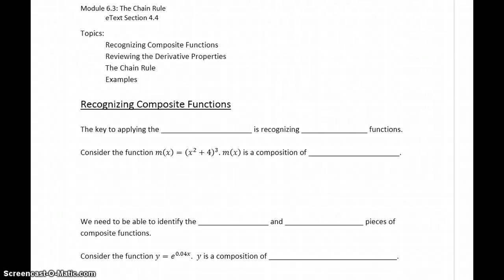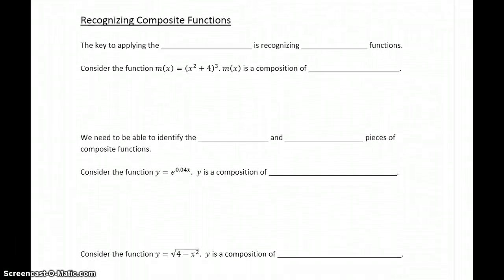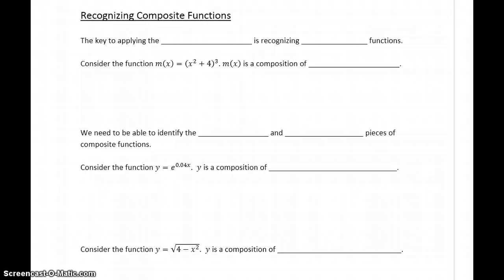The chain rule is a new technique for differentiating specific types of functions. But really what it's going to be is just an expansion of a previous property or previous properties that we've already established. Before we get into what the chain rule is, though, we want to talk about the key to applying the chain rule, or recognizing when the chain rule should be applied, is recognizing when we have composite functions.